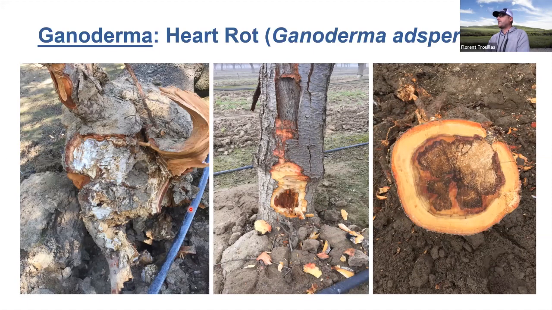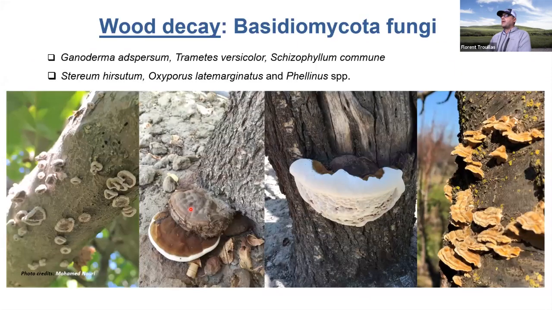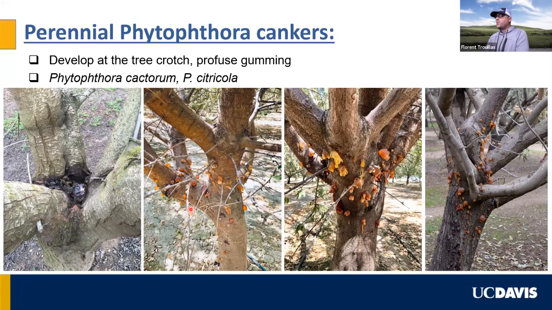Trees suddenly are falling, and when you look inside the wood, you will find this typical soft tissue, white mycelium, typical of wood decay. Wood decay fungi again will form bracket fungi, bracket mushrooms. These are typical of things like Ganoderma, Trametes, or Schizophyllum, and they are quite common in tree species or fruit trees anywhere.